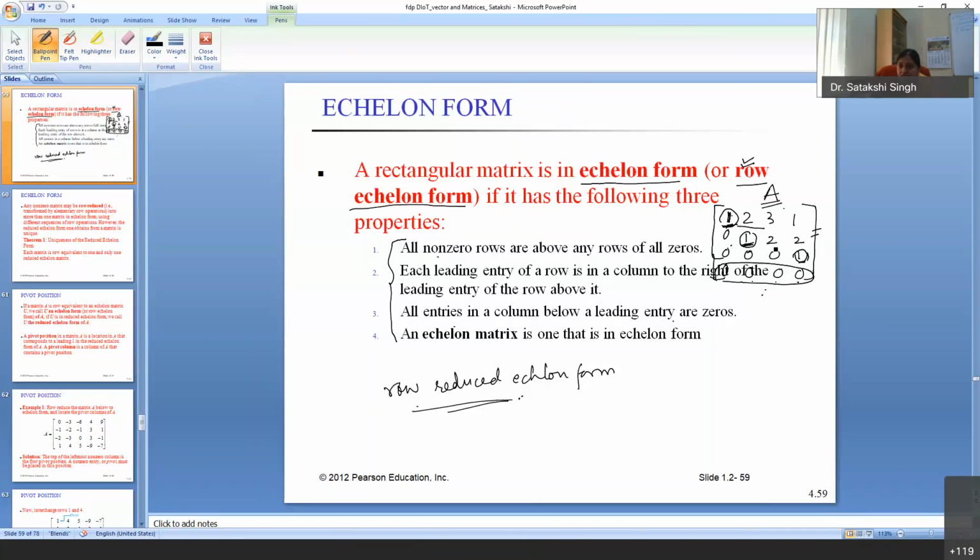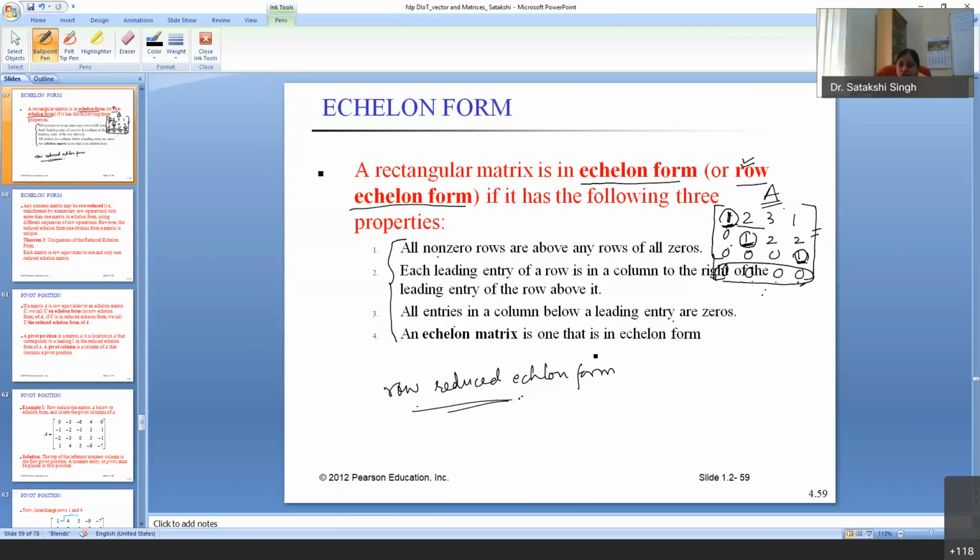Similarly, this is not the leading entry, so we will not look at this. We will go to the leading entry of the third row now. This is the third row. The leading entry is this one. And all the entries below it in this particular column are zeros here. So this is called the row echelon form.